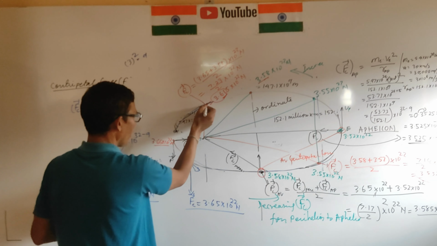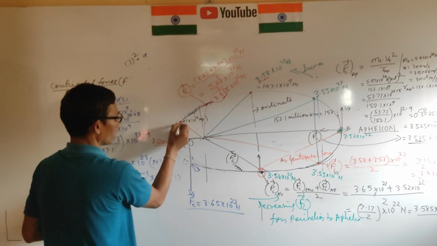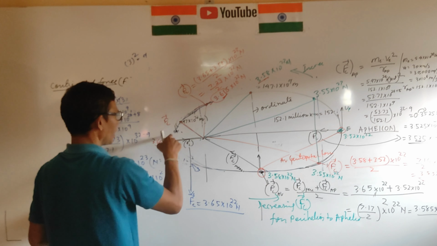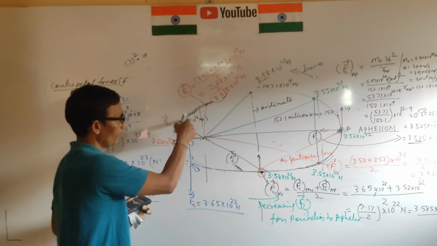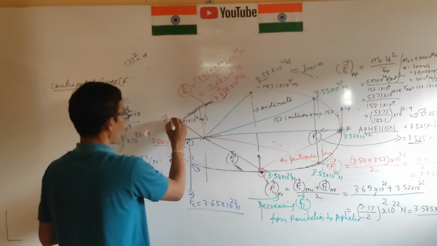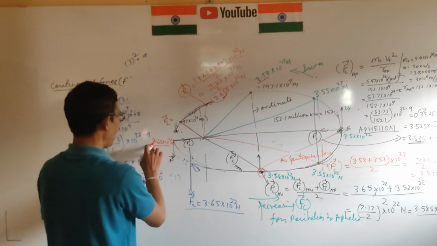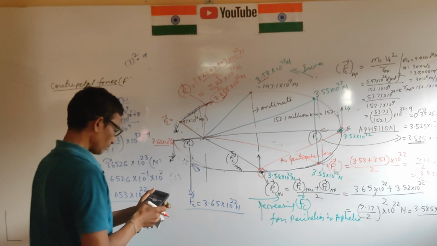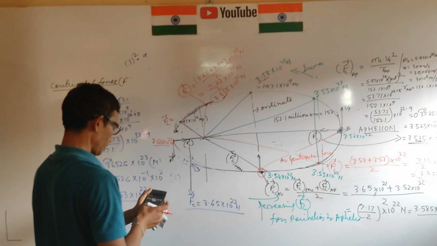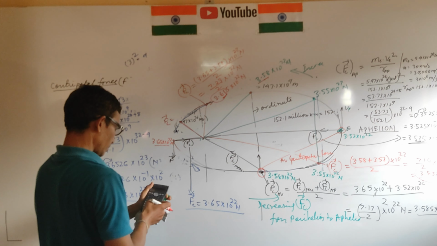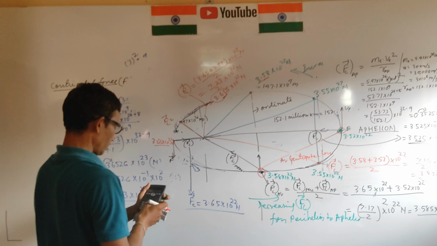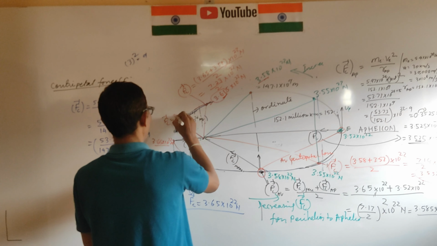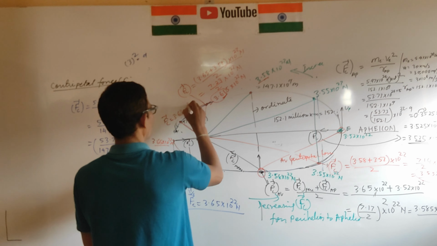Here also, what is the centripetal force? Adding this and this and dividing by 2 gives the mean between this portion. So 3.65 plus 3.61 divided by 2 is 3.63 into 10 to the power 22 Newton.